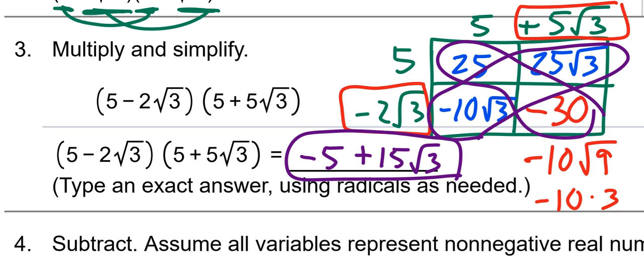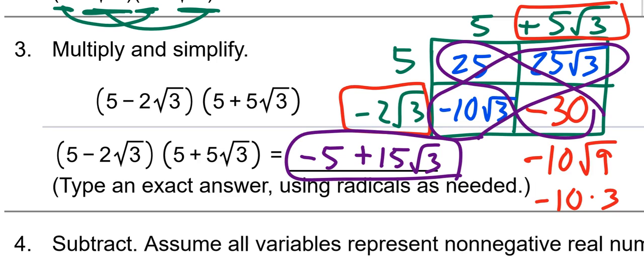So hopefully you wrote things down, just like I did. Okay. So see how those are like terms and you can add them together? That's where we came up with the 15 radical 3.